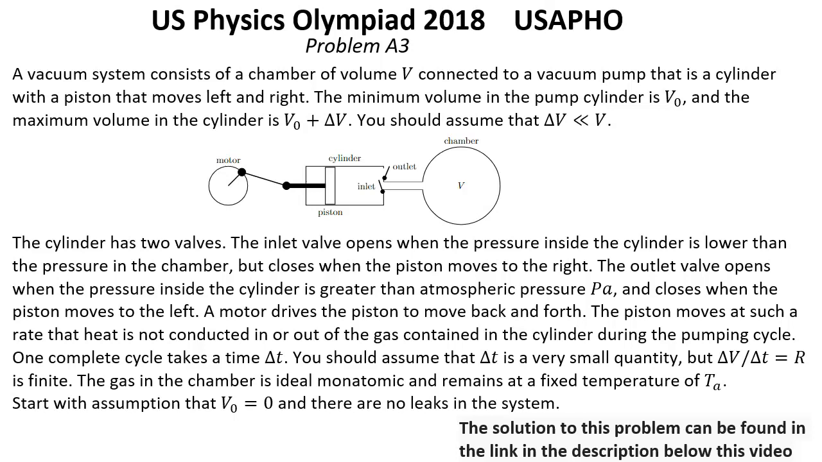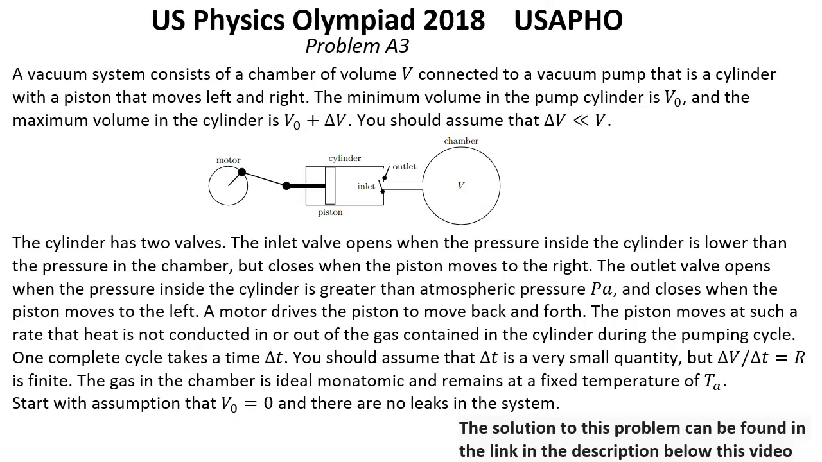The inlet valve opens when the pressure inside the cylinder is lower than the pressure in the chamber, but closes when the piston moves to the right. The outlet valve opens when the pressure inside the cylinder is greater than atmospheric pressure PA and closes when the piston moves to the left. A motor drives the piston to move back and forth.